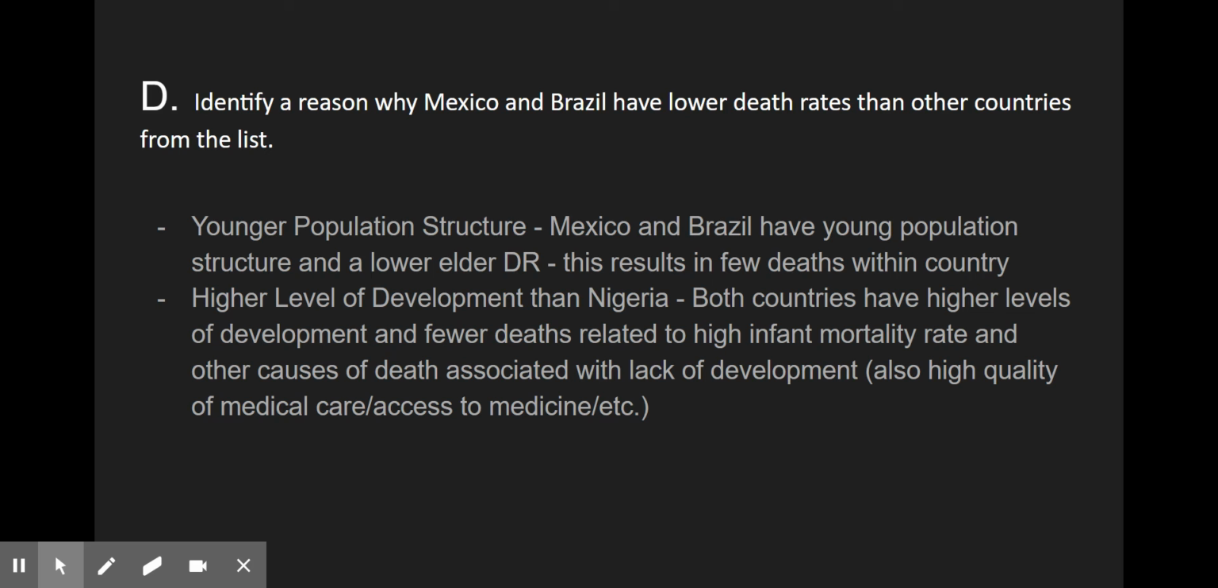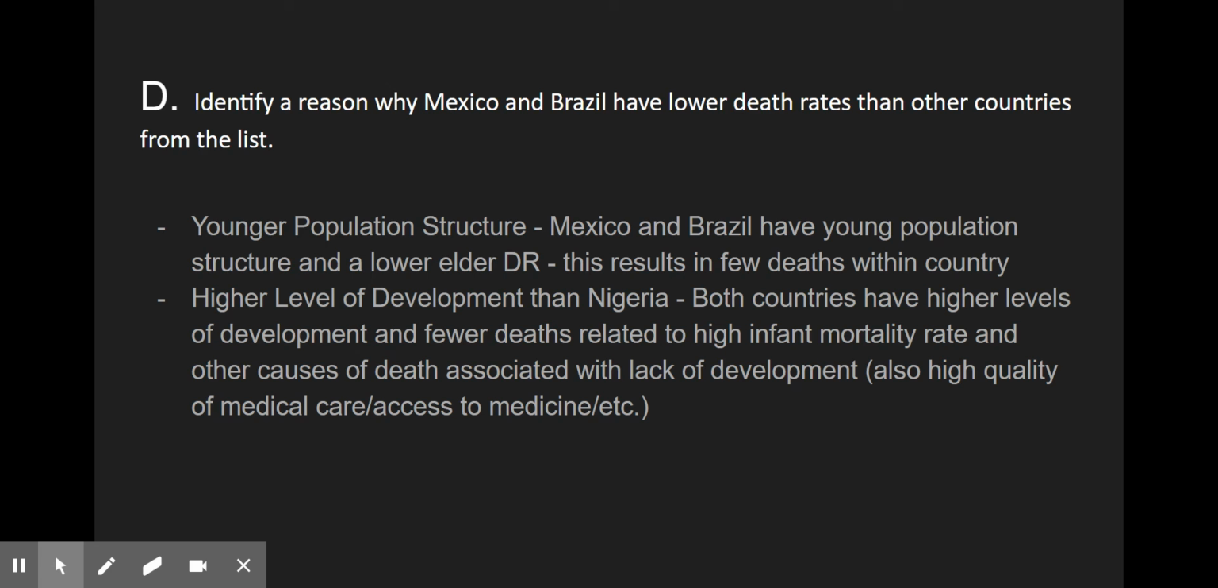So essentially, for this one, I really wanted to see the word Nigeria in your answer, because I wanted to get the sense that you're explicitly comparing it to Nigeria. Both countries have higher levels of development than Nigeria, and fewer rates related to things like infant mortality rate and other causes of death associated with a lack of development.